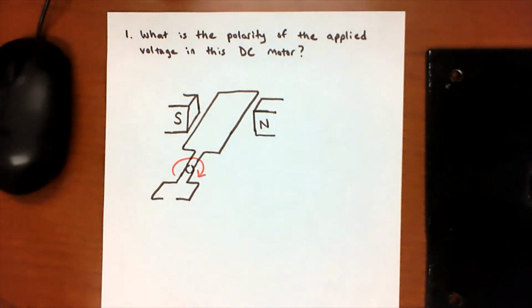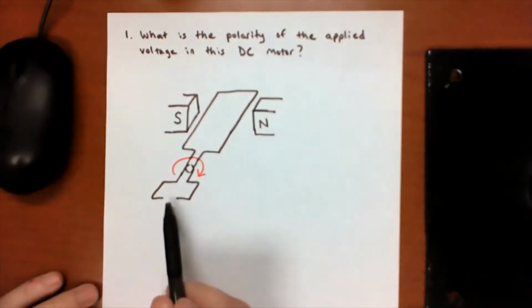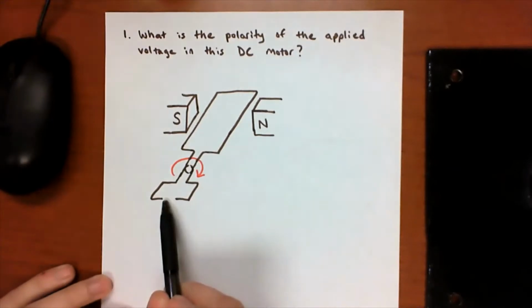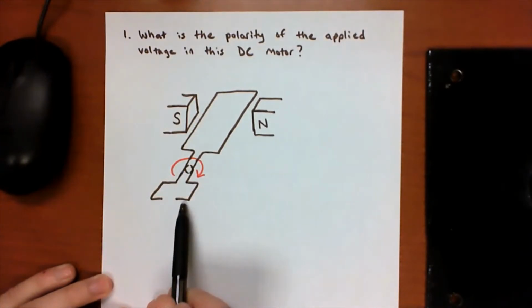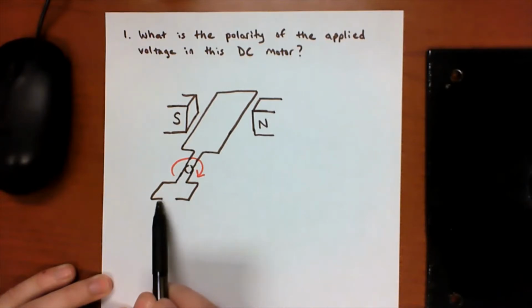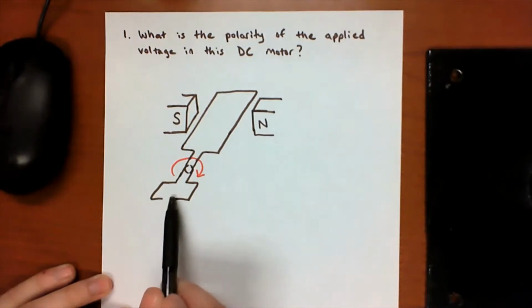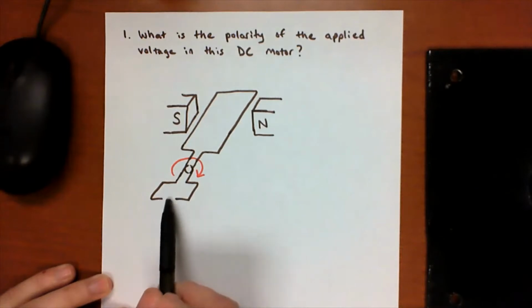So here is the first problem. It says, what is the polarity of the applied voltage in this DC motor? So there is going to be a DC voltage applied right there. But the question is, is the positive side on the left and negative on the right, or vice versa? Is the positive on the right and negative on the left? So what's the applied voltage right here? You can go ahead and draw in the battery or voltage source right here.